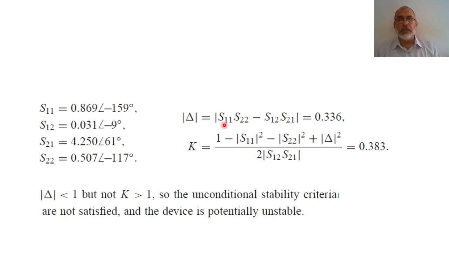The value of delta is S11 multiplied by S22 as complex quantities, minus S12 multiplied by S21 as a complex quantity. Then this complex quantity minus this complex quantity is calculated. Then I'm going to take the magnitude of this value.